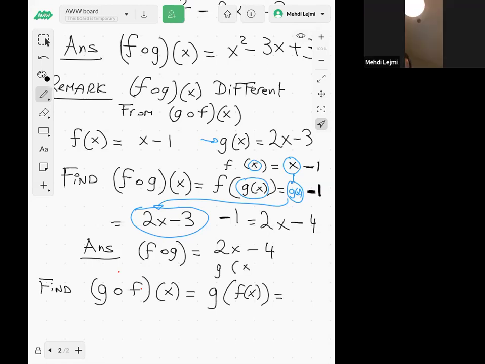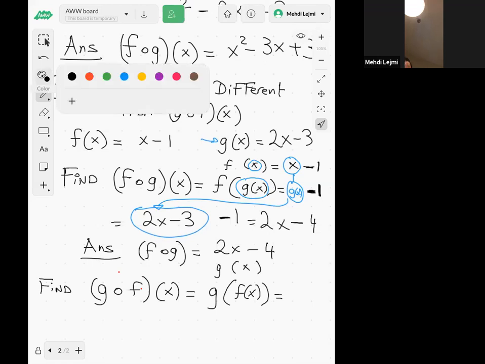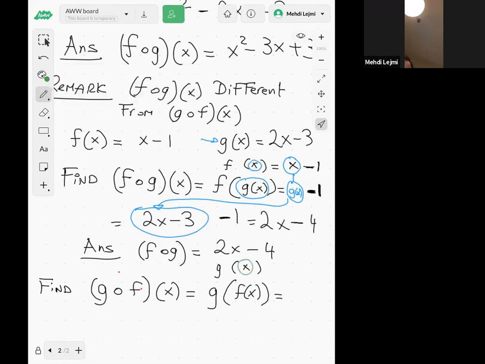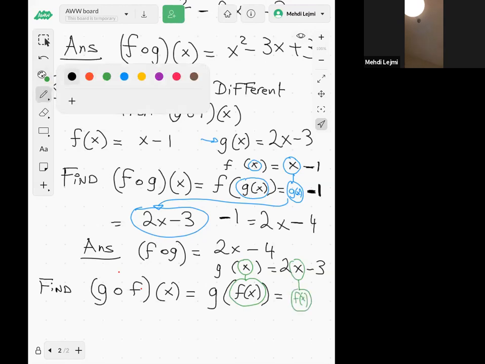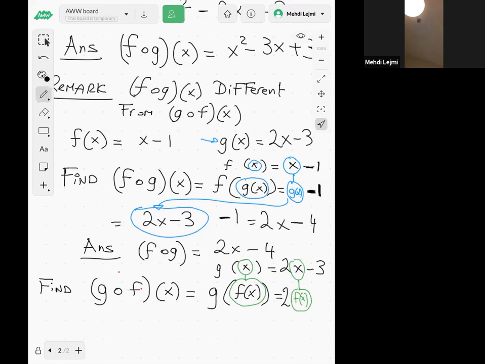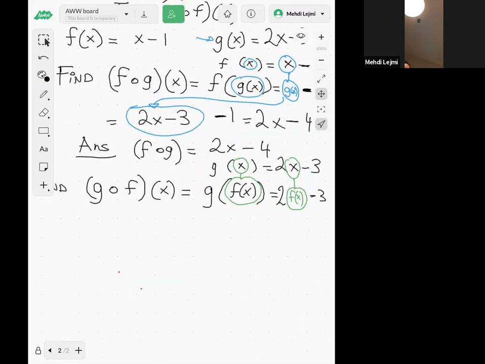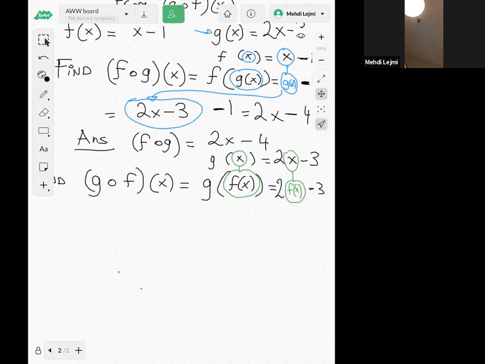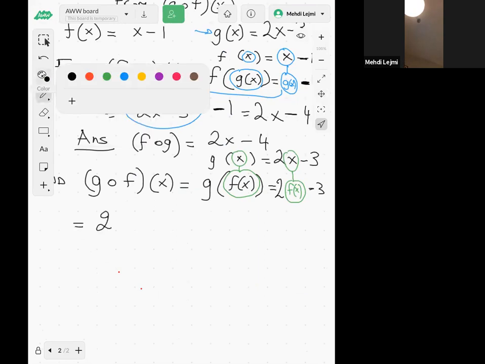Well, let's write down g of x first, and what we do is we replace x by f of x. My g of x is 2x minus 3. So what I have to do is replace this x by f of x. So here we're going to have 2 f of x minus 3. Okay, so let's do this. That will be equal to 2, and then we have f of x.